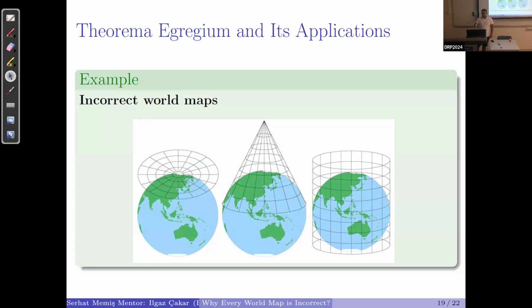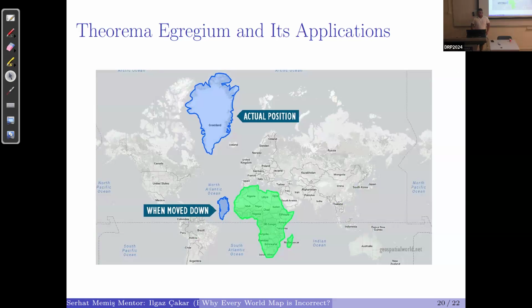In general, we use projections. And the popular one is spherical projection. And spherical projection does not preserve surface areas. You can see Greenland here. At the top of the map, Greenland looks very big, but when we move down to the side of Africa, it looks very small.